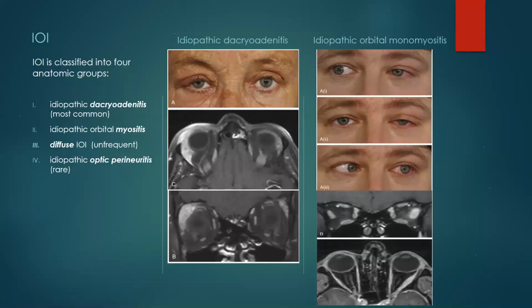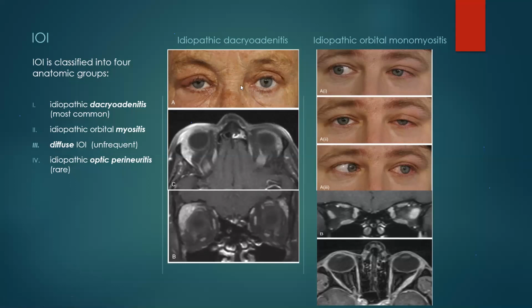The third condition is idiopathic orbital inflammation. It's classified into 4 anatomical groups. First one is idiopathic dacryoadenitis. It's the most common subtype. The second one is idiopathic orbital myositis. And the third one is diffuse idiopathic orbital inflammation. It is infrequent. The fourth one and the rare one is the idiopathic optic perineuritis.